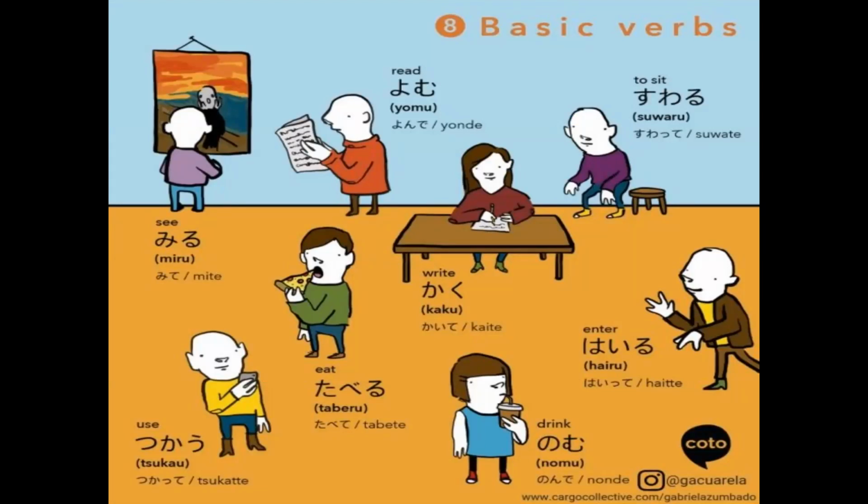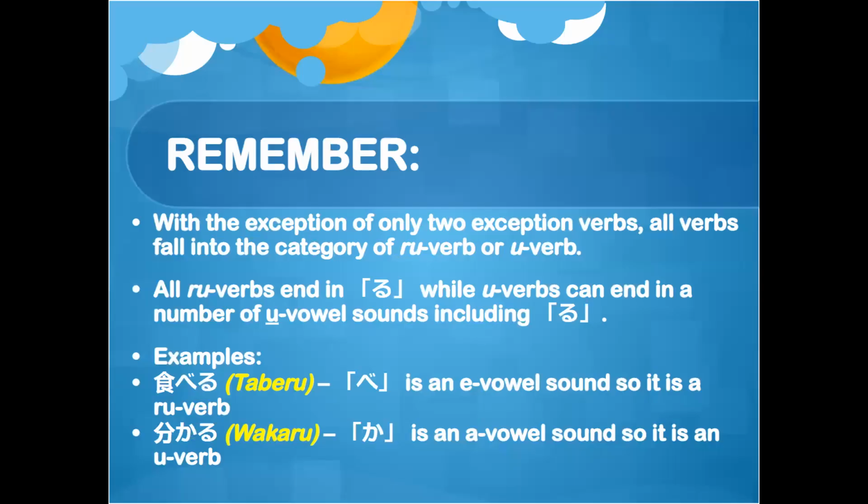So these are the 8 basic verbs that you need to remember in terms of speaking and in writing. And you must also consider where these verbs belong so that you will know how to conjugate or transform them depending on the context of your sentences. And it would be better also to really learn different vocabularies if you are interested to learn and understand a particular language. And remember, with the exception of only 2 exception verbs, all the verbs fall into the category of root verb or U verb.